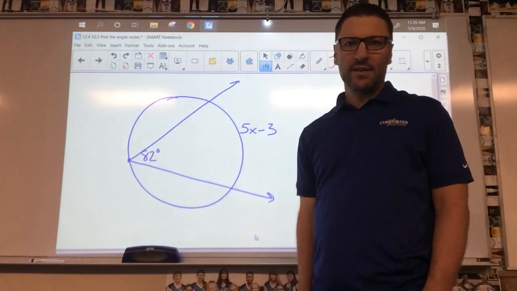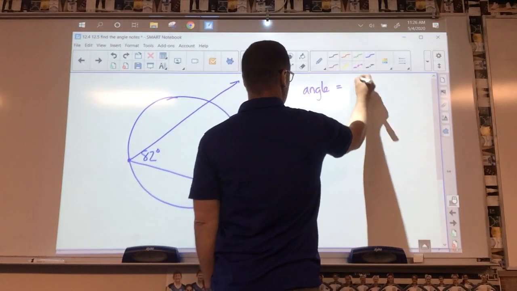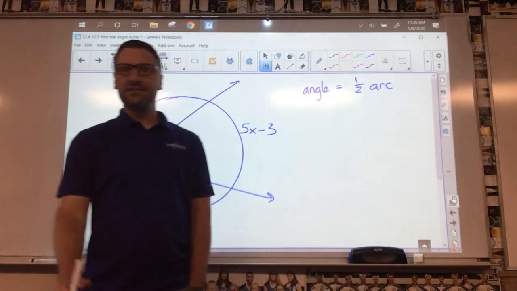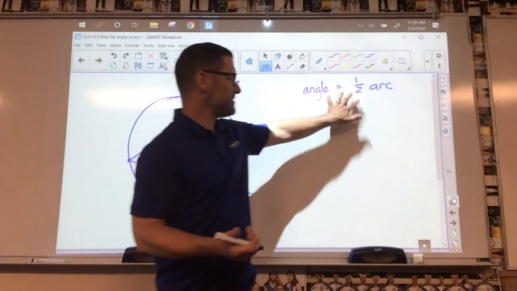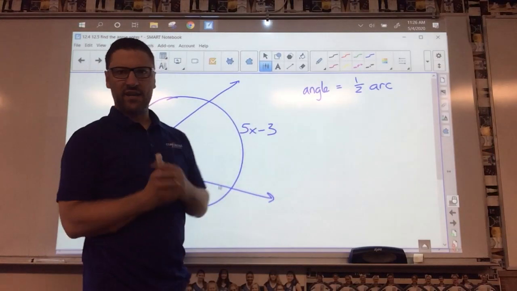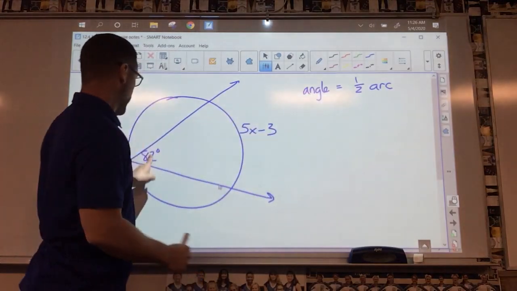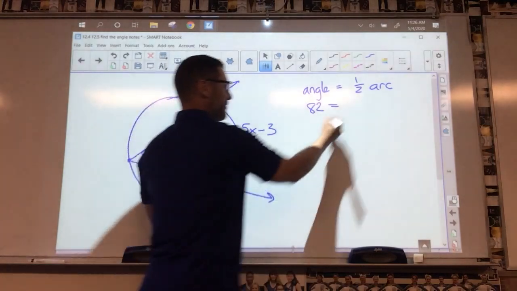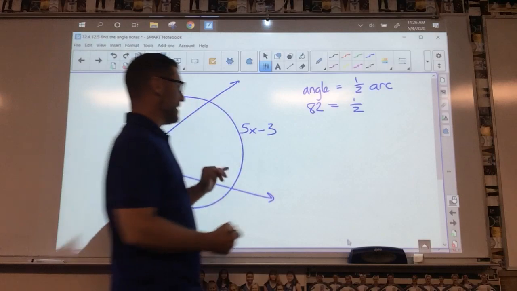Well, the rule is the angle is half the arc. Angle is half the arc. That is the overriding rule. An inscribed angle is half the arc. So when I do algebra problems with this, I start by writing this down, and then I just fill in values off of this into that equation, just like we've done with some other equations. So my angle, well, that's 82, equals 1/2 of the arc, and the arc is this 5x minus 3.